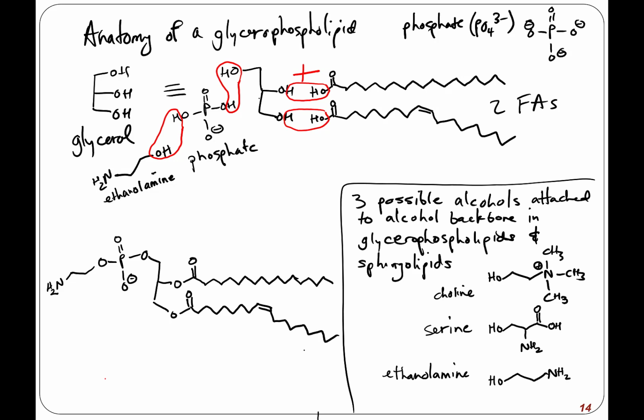All right, so the result of all of that being put together, those different component parts, the 2 fatty acids, the glycerol backbone, the phosphate, the ethanolamine, is what we call a glycerophospholipid.